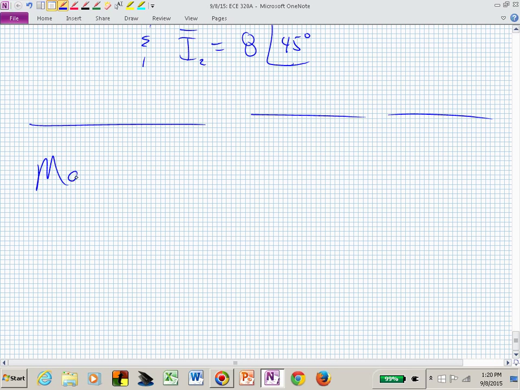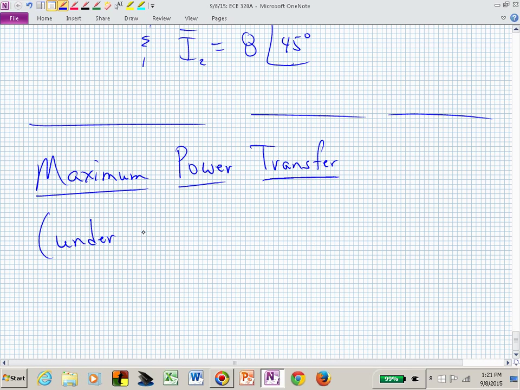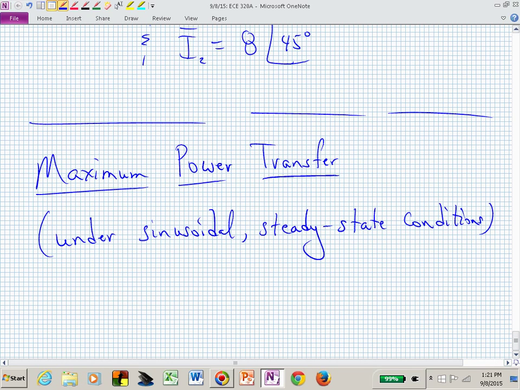Let's quickly talk about maximum power transfer. We haven't left chapter 10, so that means we're still under sinusoidal steady state conditions. And if you had a 1 millisecond time constant, what would be your settling time? 5 milliseconds. So you don't have to wait very long until you're in sinusoidal steady state.